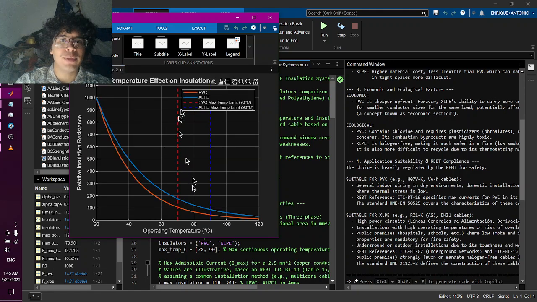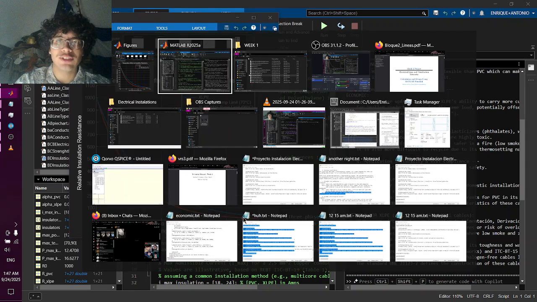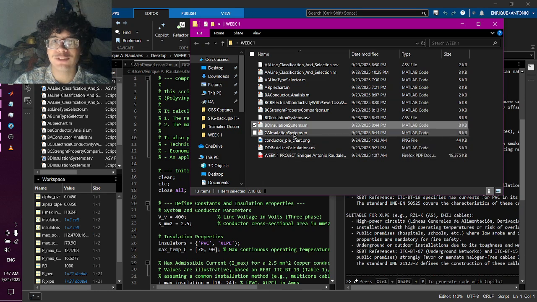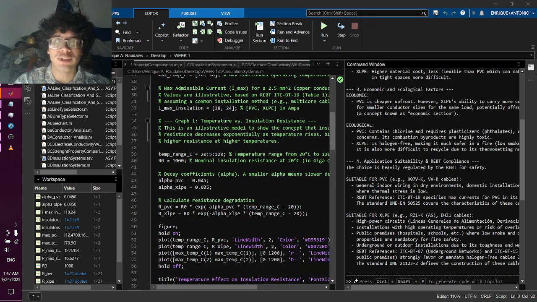However, XLPE is more expensive than PVC and more rigid, which makes it harder to install, and it is less recyclable as it is a thermoset. PVC, however, does have some combustion byproducts that are highly toxic, so if you do breach those 70 degrees or more and it does start to burn, you are going to get some noxious gases, which are not good for the general public.